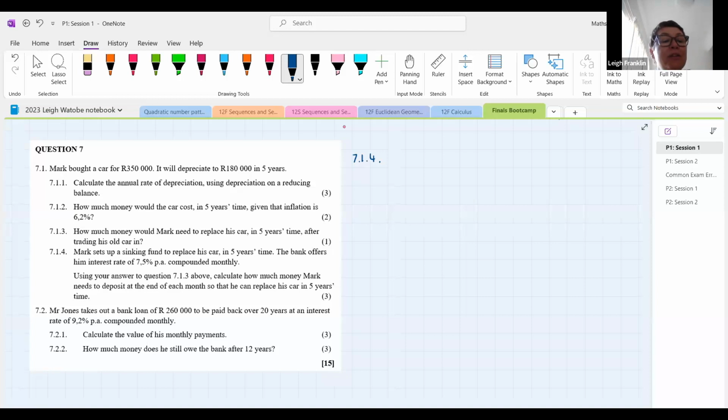All right, so that means we need our answer from 7.1.3 in order to be able to do this question. So in 7.1.3, we would have done that by subtracting. We would have subtracted the 4,728,1,433 minus the 180,000. Is everybody happy?